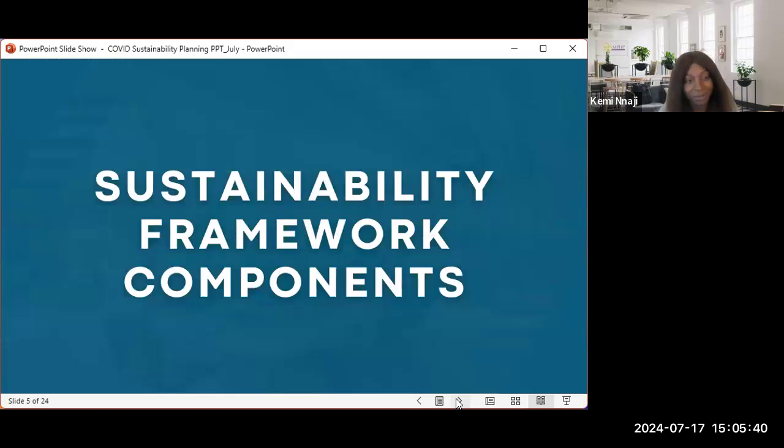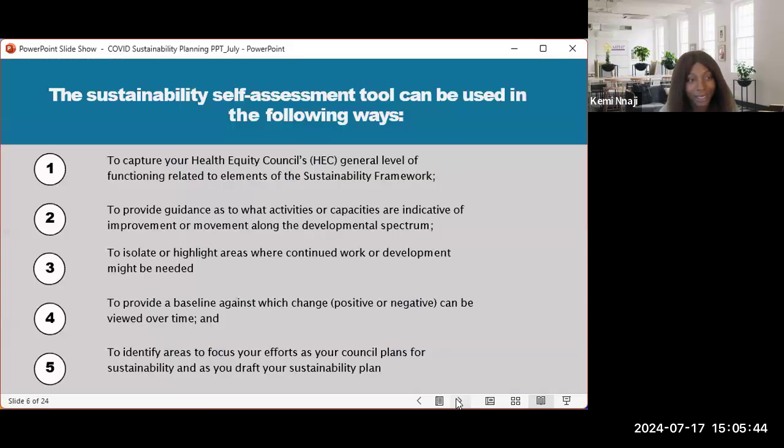As Lindsay mentioned, we're going to be going over three of the sustainability framework components today. This is just three of the components from the entire framework, but there are different ways you can use this self-assessment tool. Again, here is a list of it for your reference and to review at your convenience.